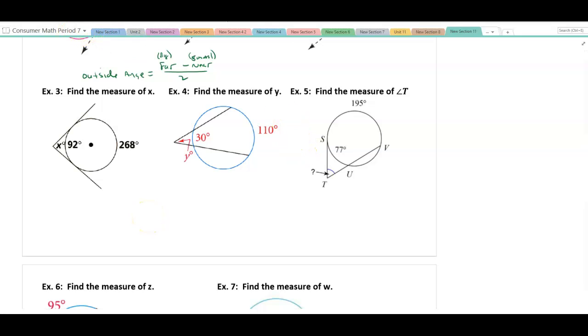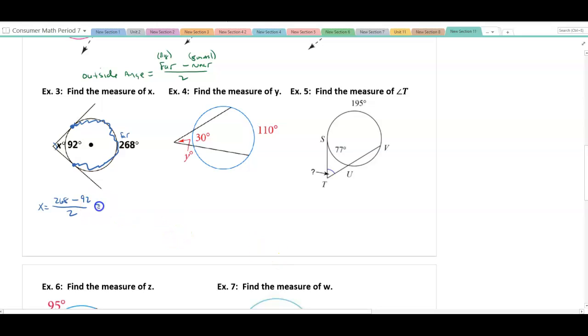So when I look at the first example here, I have an outside angle x. So x is equal to my far arc. This is my far arc. These two tangent lines eat this arc. That's my far arc, so 268, minus my near arc, which is 92 degrees. So I'm going to subtract those and divide by 2.